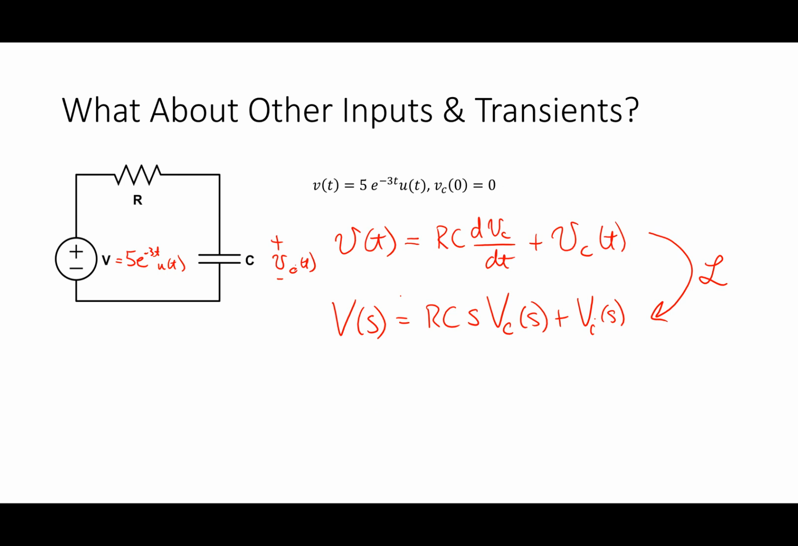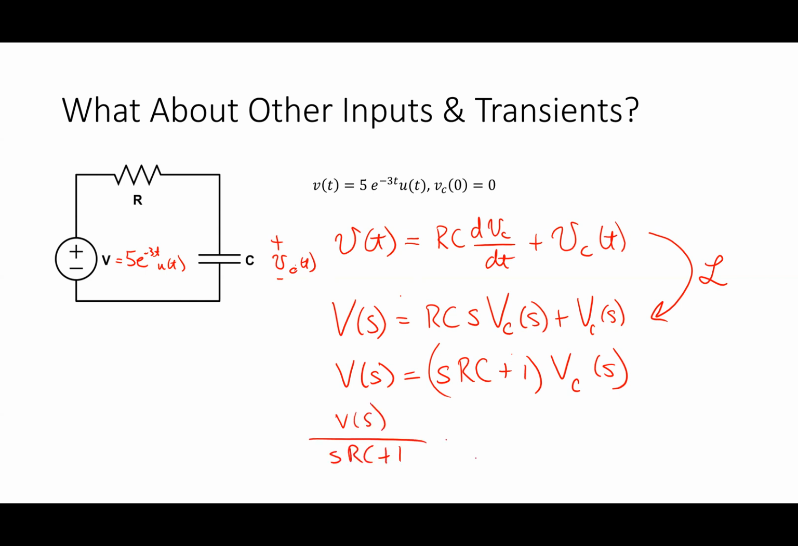And if I have a derivative, I end up replacing it with s, okay? If I had a second derivative, I would replace it with s squared, right? You guys have definitely seen this, right? So I end up with V of s is equal to sRC plus 1 times V sub C of s. So what we end up doing is, I look at this and I get V of s over sRC plus 1 is equal to V sub C of s.